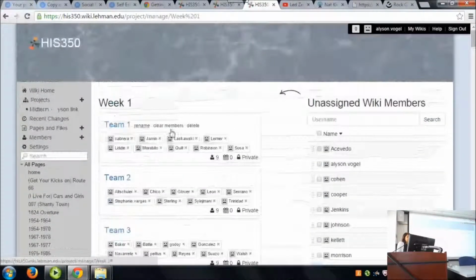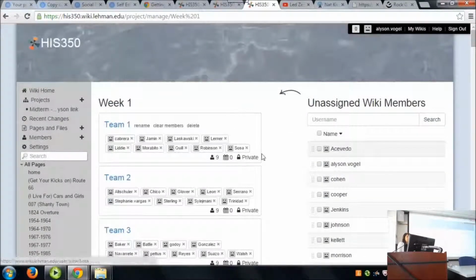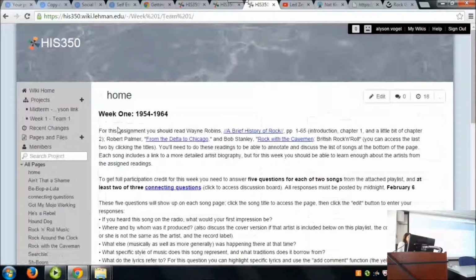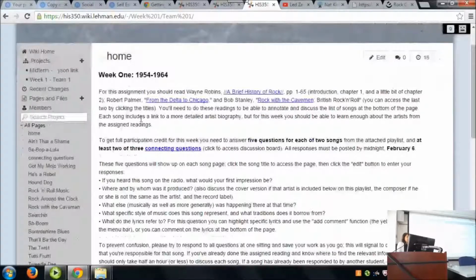And then he divided it up into weeks and with teams. So all we did was simply move the students into the teams after we created them. And then here are their assignments. So they worked in teams. They had to answer 5 questions for each of 2 songs, and at least 2 or 3 connecting questions. So again, this is really leading them in a sophisticated way through the process, but very scaffolded.